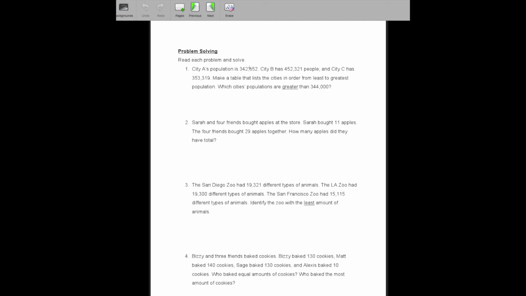So we have to compare these three numbers and find the smallest one first. There are each 6 digits long, so all we have to do is compare from left to right. 3 versus 4 versus 3. So which one's the biggest? 4 is the biggest, so we have 4. This number last.